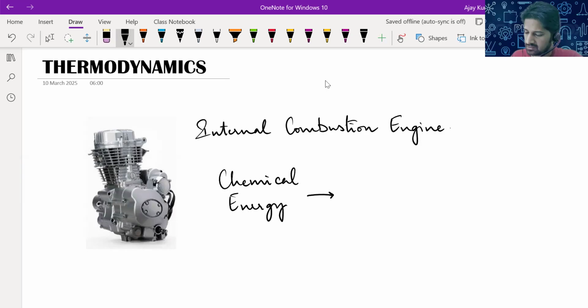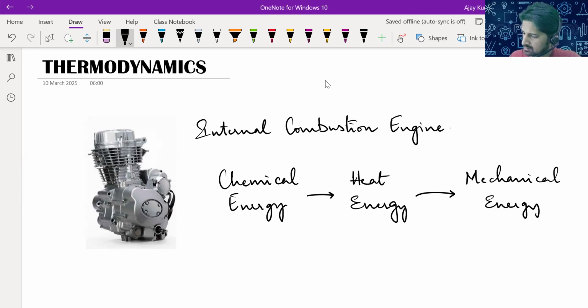It first converts it to heat energy. Combustion means combustion of fuel takes place there. Okay. So the fuel kind of gets burnt, and in that process, heat is released. And that heat is converted to mechanical energy. That is what makes the vehicle move.